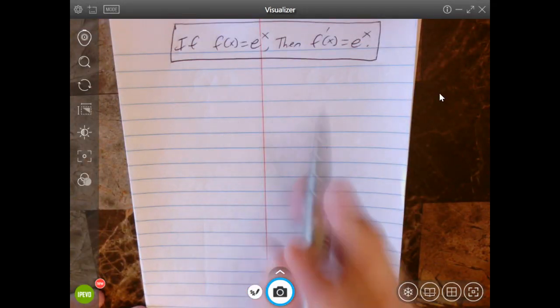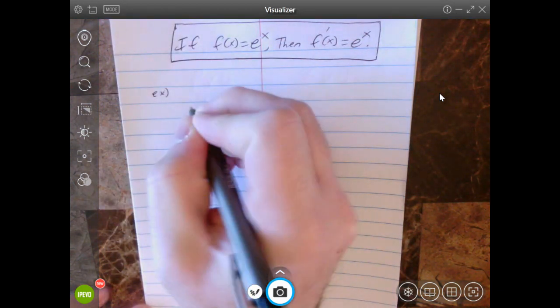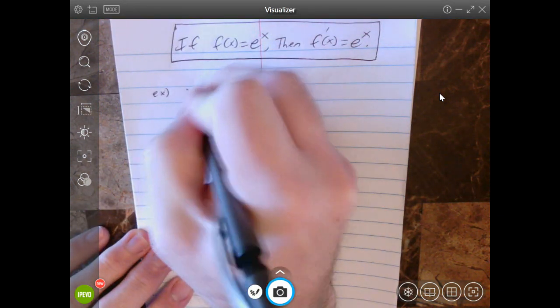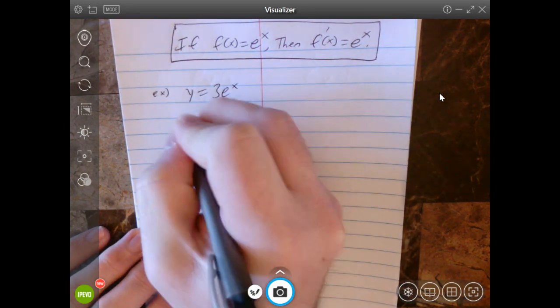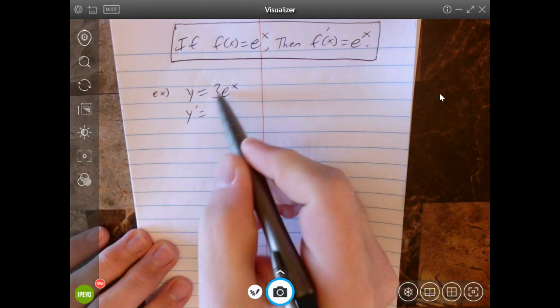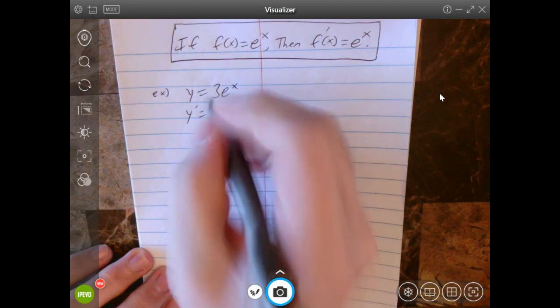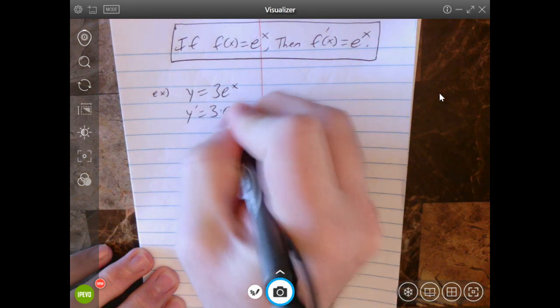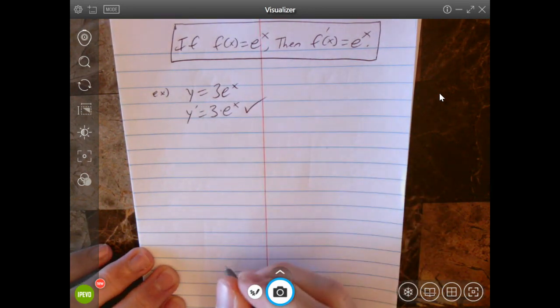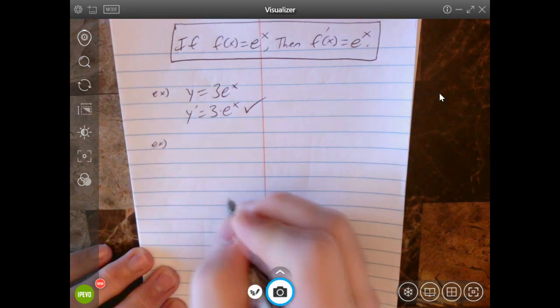So the way that would look, for some examples, if you've got, let's say, y equals 3e to the x, we could take that derivative pretty simply. So this constant is just going to come along for the ride. So it'd be 3 times whatever the derivative of e to the x is, which is e to the x. Boom, done. It is that simple, believe it or not. But it can ramp up a little bit.